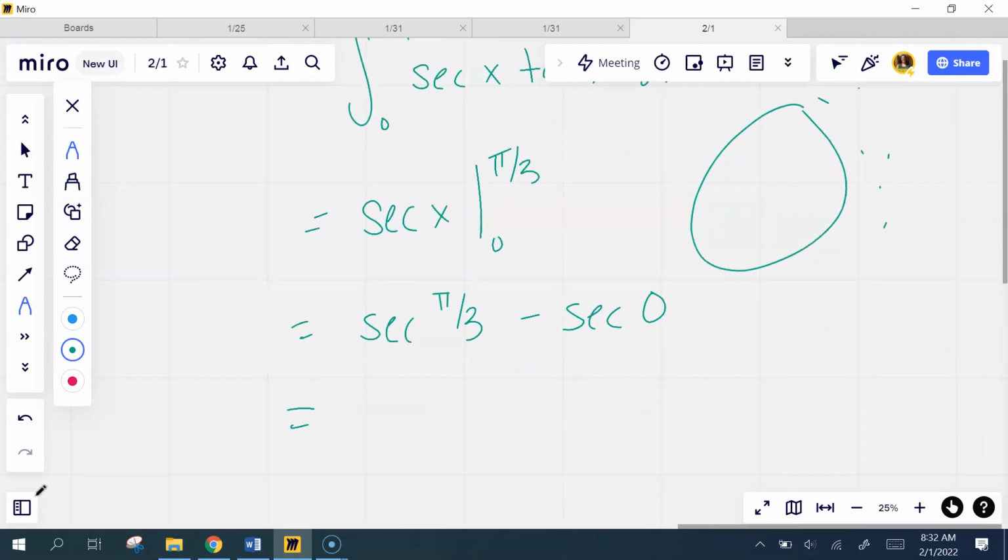So the cosine at pi over 3 is 1/2, so the secant would be 2. What's the cosine at 0? 1. You all should have been able to at least get that one. And then 2 minus 1 is, of course, 1. That's not always the answer. That's what y'all always think is the answer.